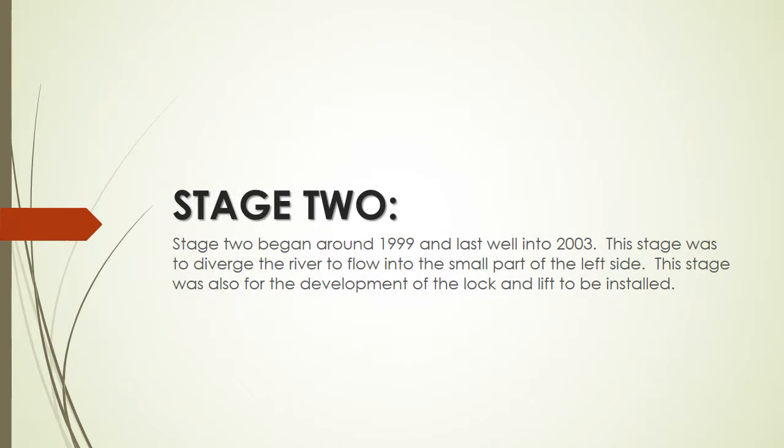Stage 2. Stage 2 began around the year 1999 and lasted well into the year 2003. In this stage the river was diverted to flow into a small part on the left side. The stage was also for the development of the lock and lift to be installed.